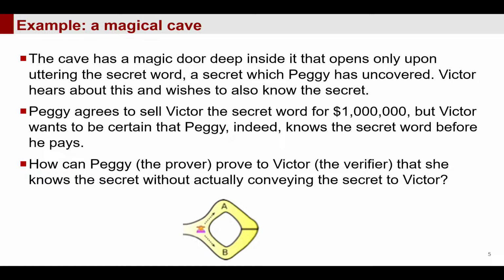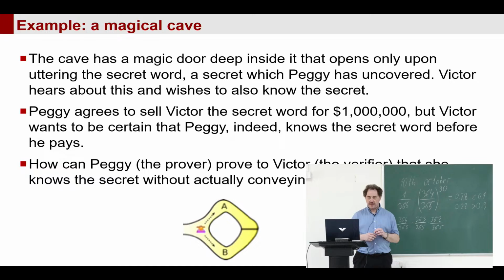A magical cave. The cave has a magic door deep inside that opens only when you say a secret word. It happens that the prover, Peggy, discovered the secret word. Now, the verifier, Victor, hears about this fact and also wishes to know the secret. So Peggy agrees to sell Victor the secret word for $1 million.